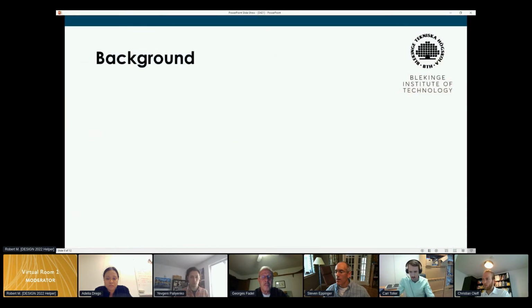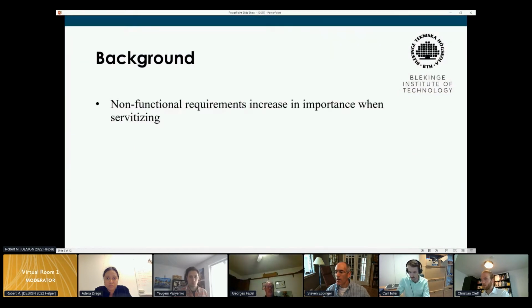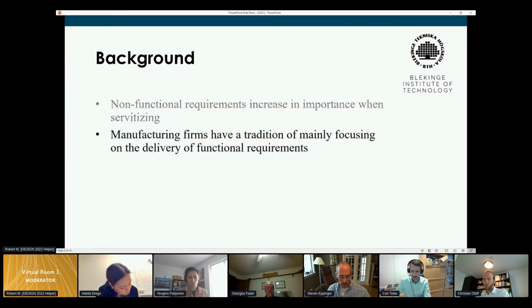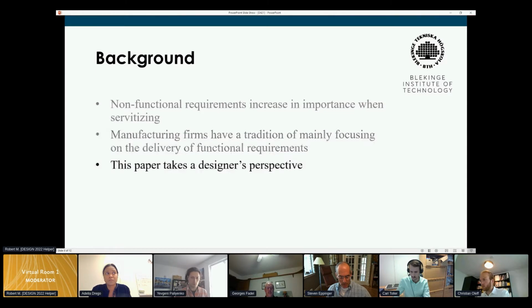Starting with a short background. Non-functional requirements increase in importance when servitizing. This is due to that the functional aspect and the purpose is still connected to the product. However, manufacturing firms have a tradition of mainly focusing on the delivery of the functional requirements and not so much in actually capturing and utilizing the non-functional aspects. Previous research has also to a high extent focused on the market perspective, while we in this paper have decided to take a designer's perspective.